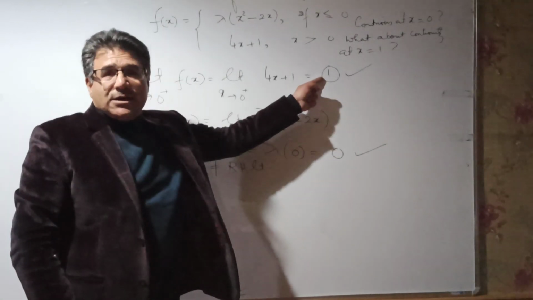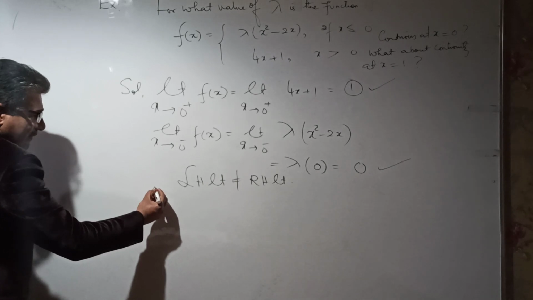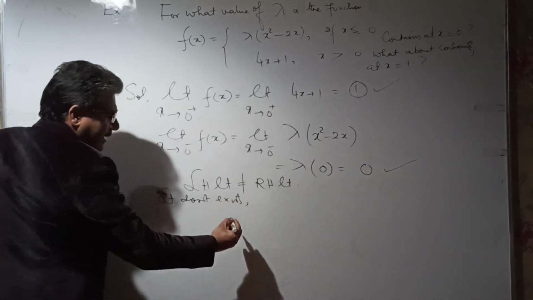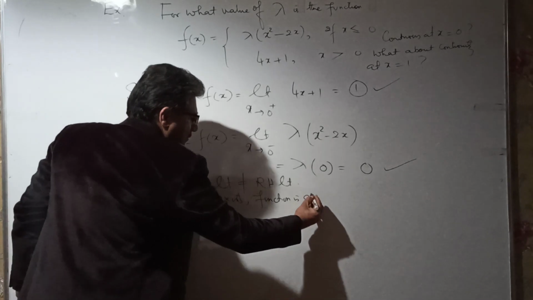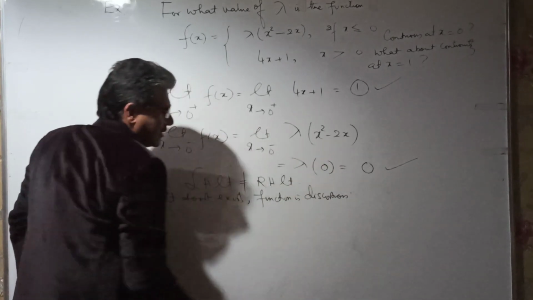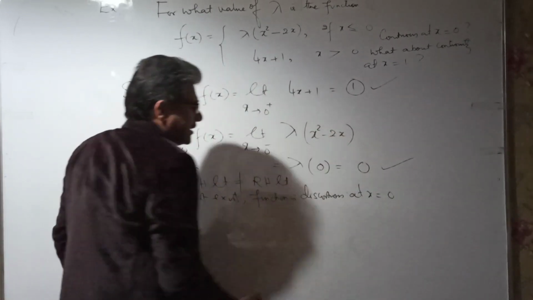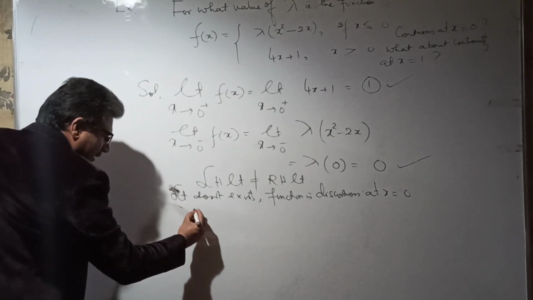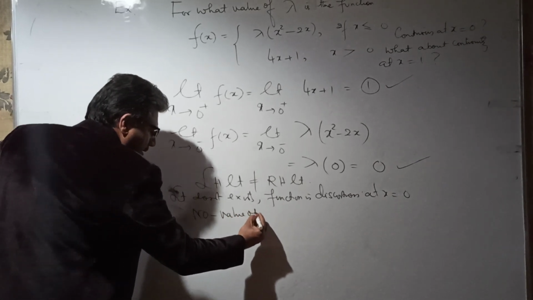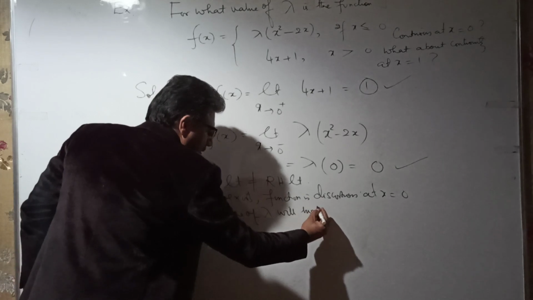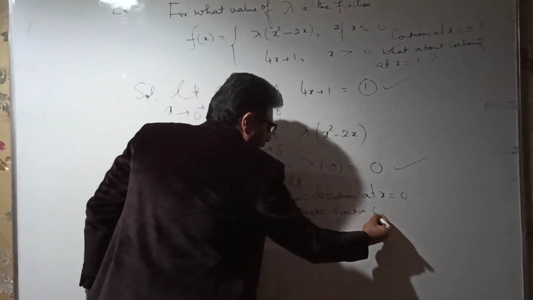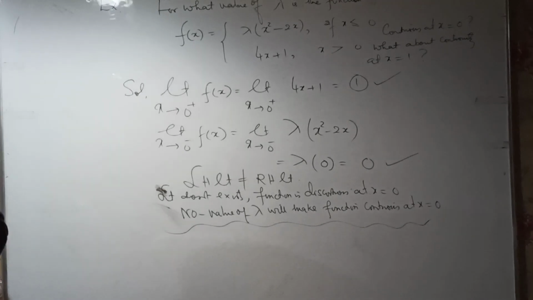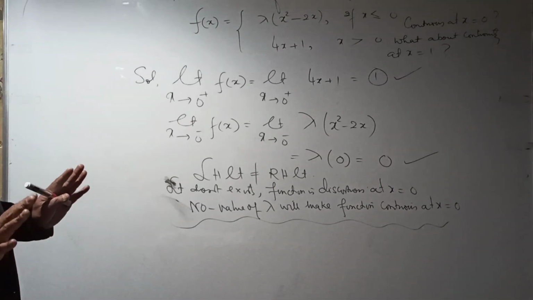It will be never equal to 1. So what I will conclude: once the limit does not exist, when the limit does not exist, the function is discontinuous. The function is discontinuous at x equal to 0. So whatever be the value of lambda, no value of lambda will make the function continuous at x equal to 0. Okay, this is the first part of the question.